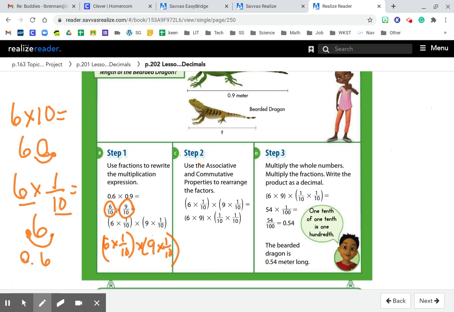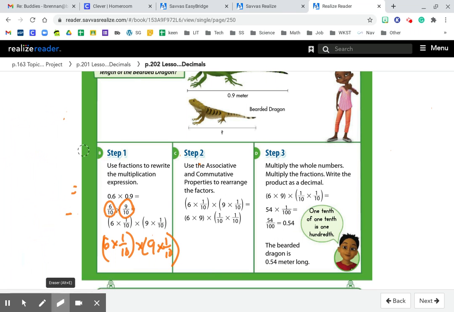So we're breaking things up here and using the associative and commutative properties to rearrange the factors, to rearrange our multiplication factors in a problem. And then we multiply the whole numbers. When we get 0.6 times 0.9, it is 0.54. 6 times 9 is 54, 2 decimal place values in the problem, 2 in the answer.